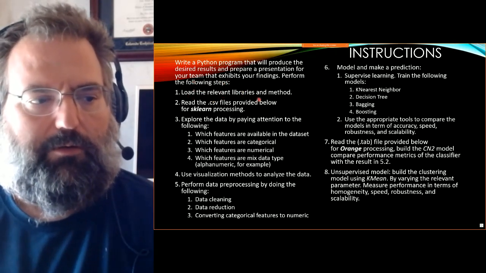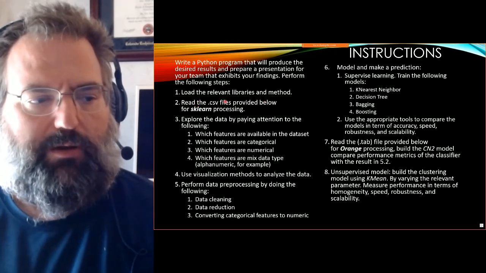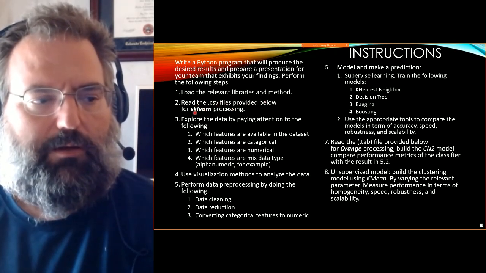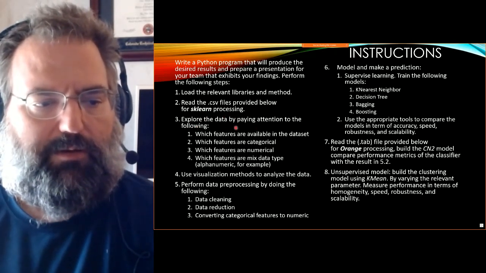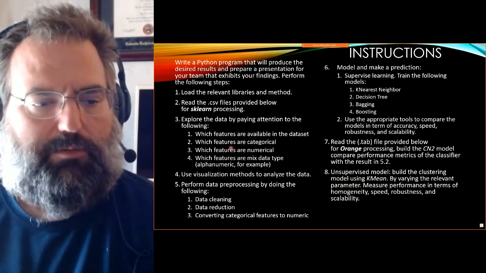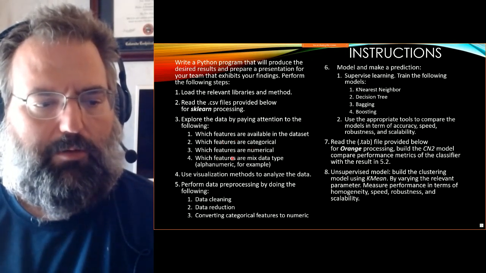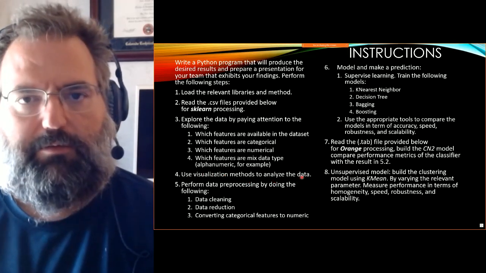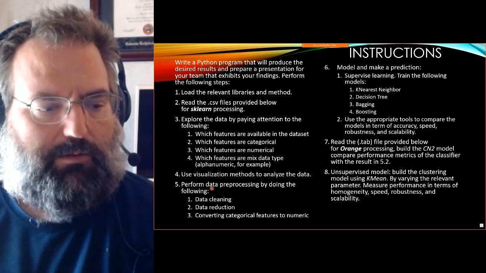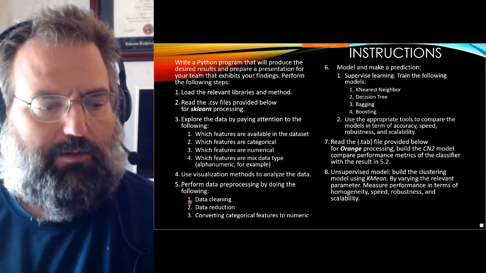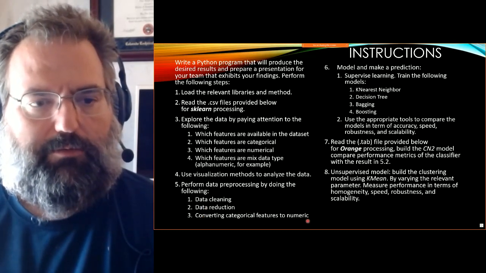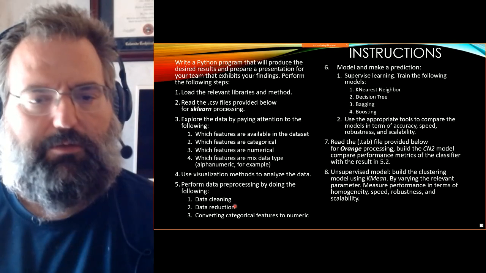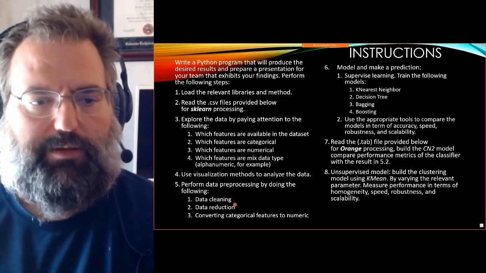Load all your libraries as always. Read it with pandas, and then use sklearn to do some processing. Explore the data set by paying attention to the following: which features are available in the data set, what features are categorical, numeric, and what are mixed. Use some visualization methods to do some analysis, and perform the data pre-processing by doing the following. You want to do some cleansing, some reduction, and converting categorical values to numeric. Reduction means get rid of the attributes that don't really matter, the features that don't seem all that important.